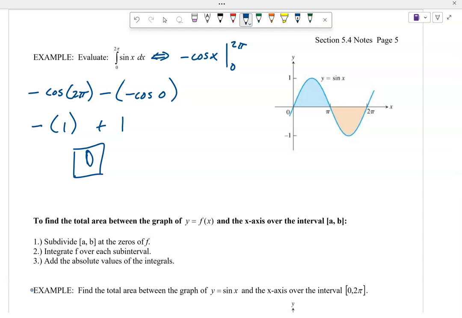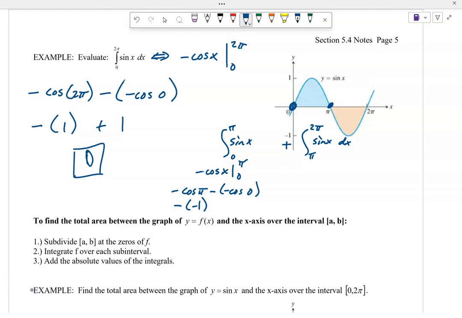Now, again, that's not the total area, right? That's not the total area. The total area is, in fact, let's do it separately. Let's go from 0 to pi. If we did the integral of the sine just from 0 to pi, negative cosine from 0 to pi, and then we added in the pi to 2 pi, which is what we're doing, I just want you to see this. So negative cosine pi minus negative cosine 0. So negative, now the cosine of pi is negative 1, plus cosine of 0, which is 1, right? And so that ends up being 2. And so that is an area of 2 right there.